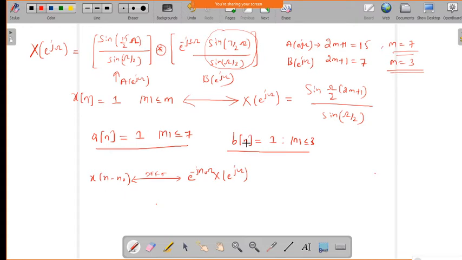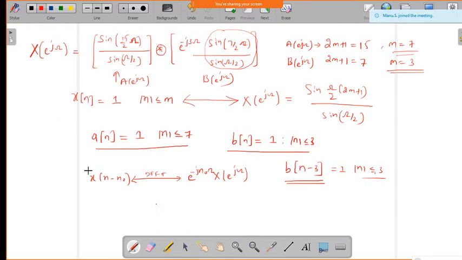Now since the time domain signal b of n is equal to 1, the time shifted version will also be 1, that is b of n minus 3. Since this factor is multiplied here, you will get the time domain signal b of n minus 3, which is equal to 1 for n less than or equal to 3. So this is the time shifted version for B of e power j omega. Now for A of e power j omega and B of e power j omega we have found the time domain signals.